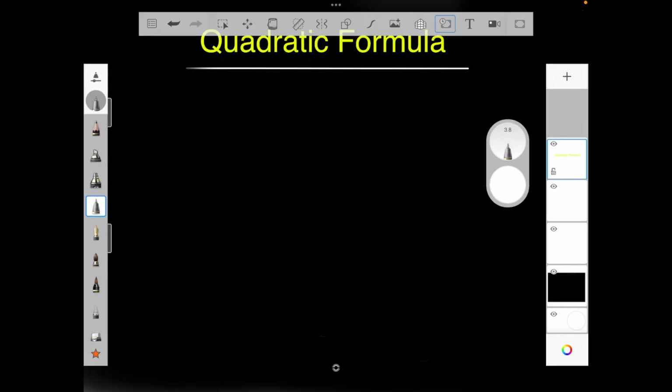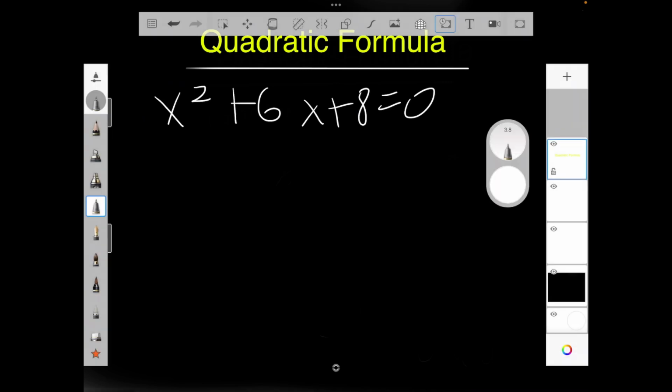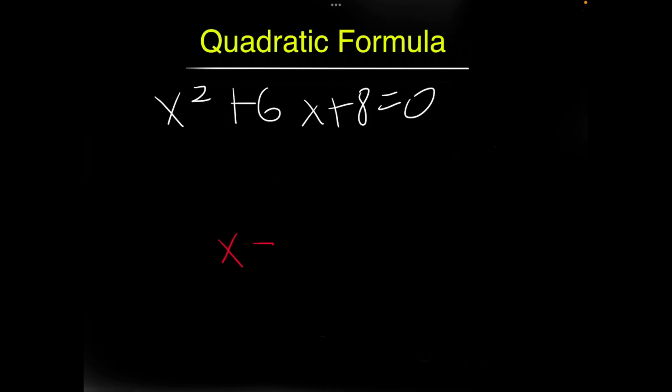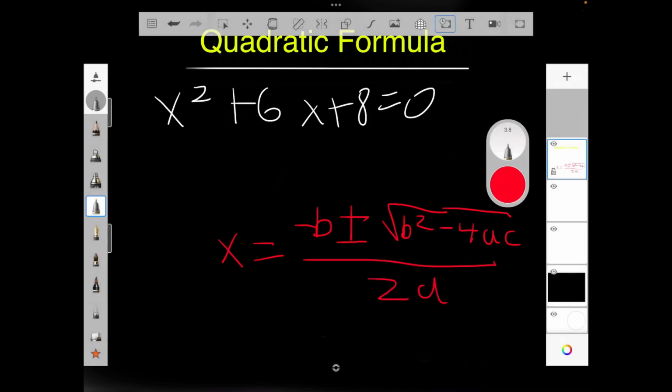How to do a quadratic formula. An example would be x squared plus 6x plus 8 equals 0. The first thing we need to do is follow this formula. This formula would be x equals negative b plus or minus the square root of b squared minus 4ac under 2a. The first thing we need to do is identify which the a, b, and c would be.